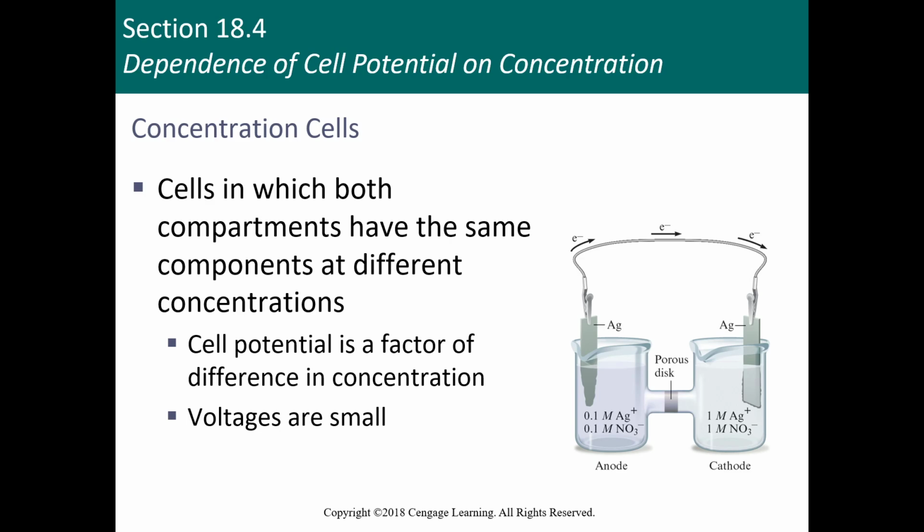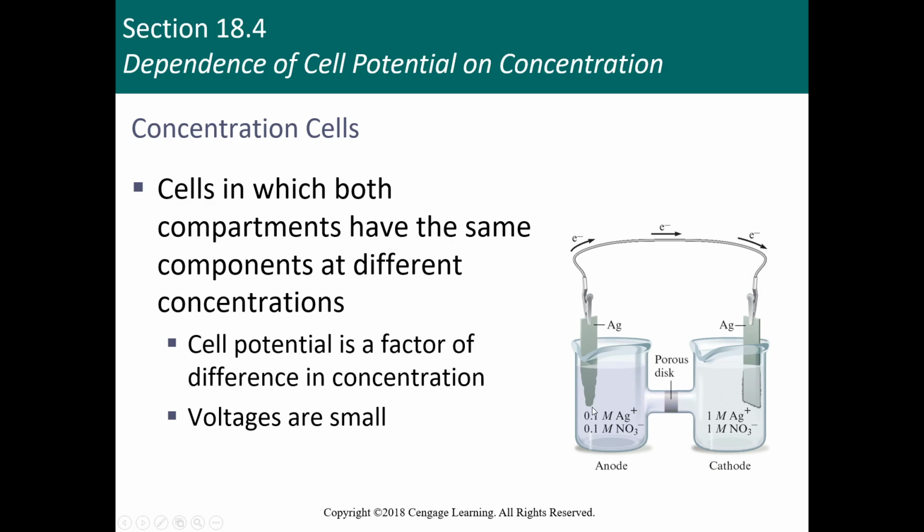All right, so concentration cells. These are going to be cells in which both compartments have the same components at different concentrations. So instead of having something like silver and iron, you could have silver nitrate in both sides. So you have the exact same salt on both sides. You have the exact same half reaction on both sides. The difference will be in the concentrations, like the name of them, right?